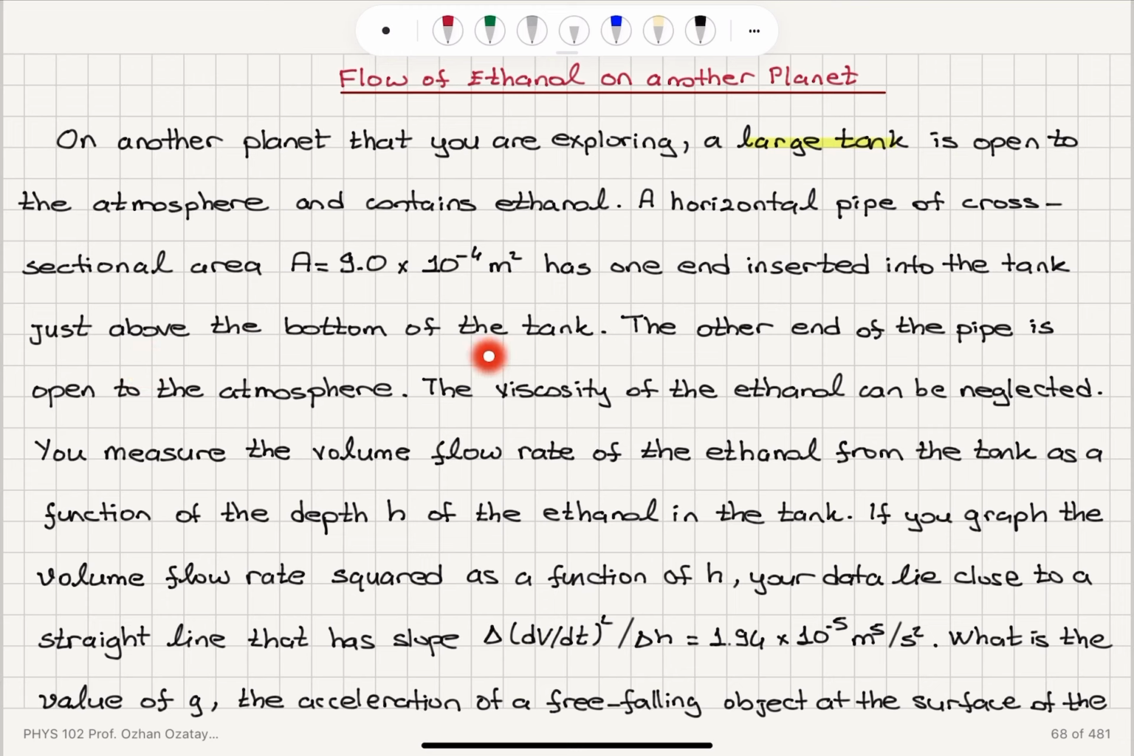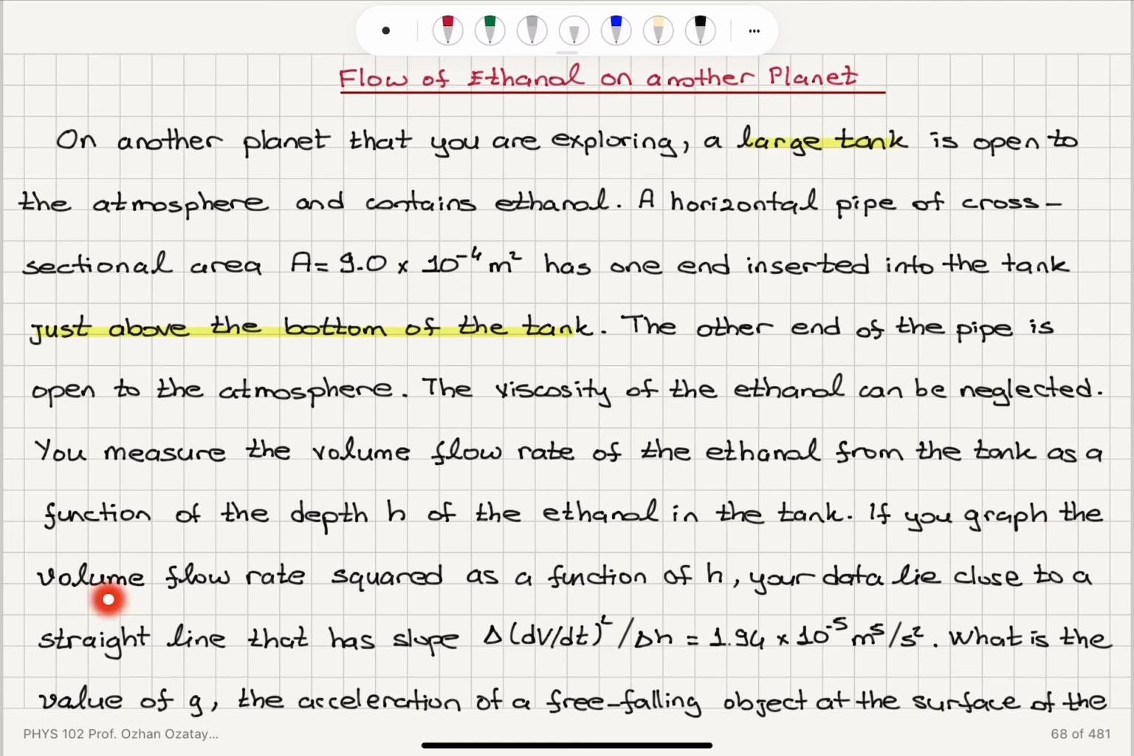just above the bottom of the tank. Just above the bottom. The other end of the pipe is open to the atmosphere. The viscosity of the ethanol can be neglected. You measure the volume flow rate of the ethanol from the tank as a function of the depth h of the ethanol in the tank.